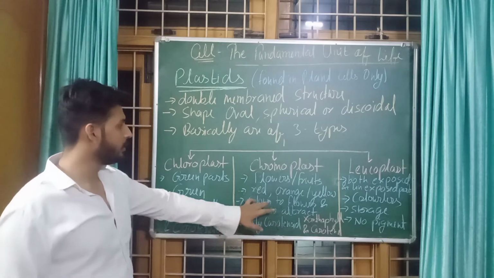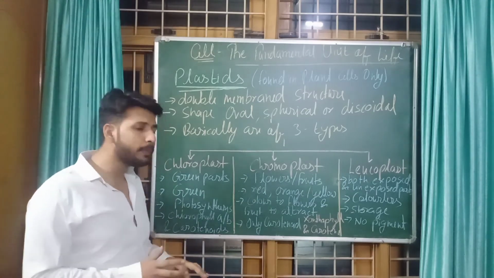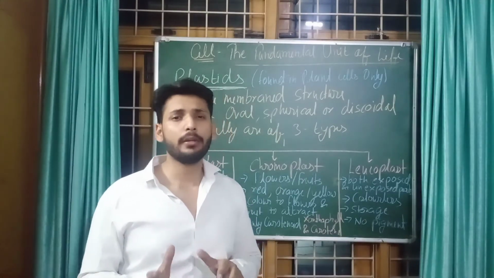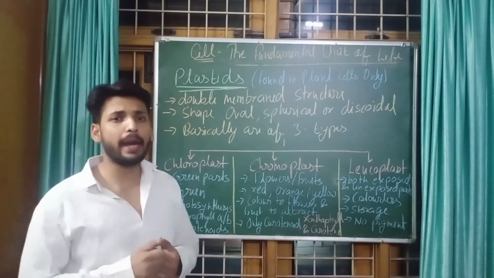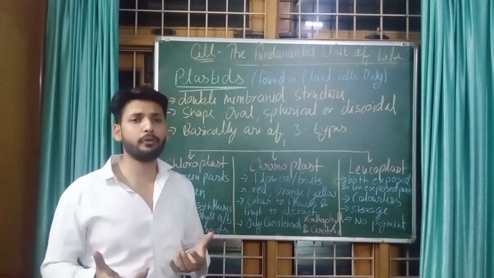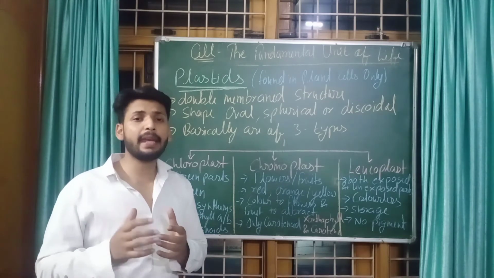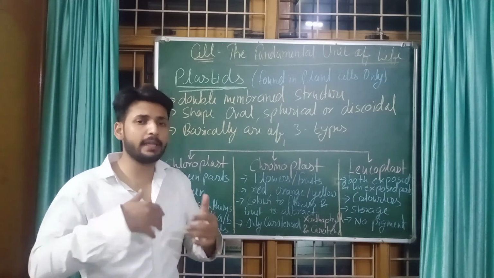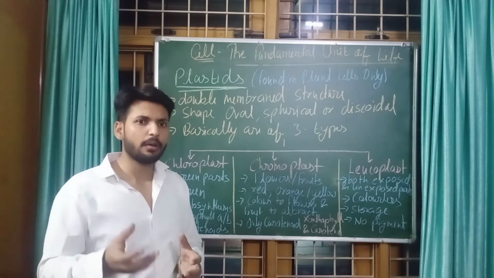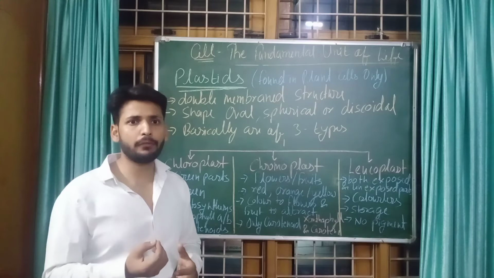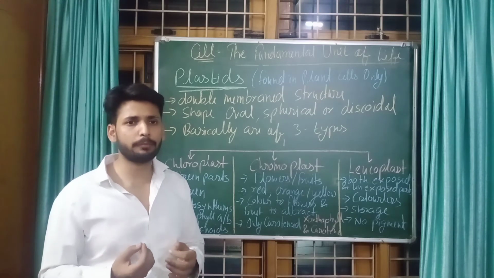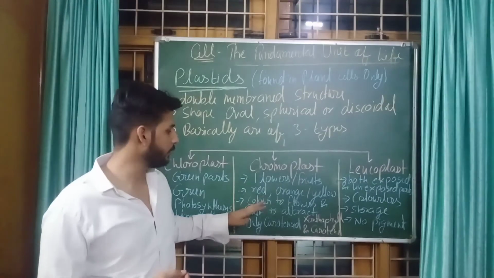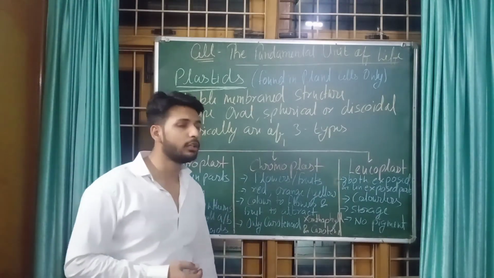Next we can see chromoplast. Chromoplasts are found in flowers or fruits. Generally they provide the color to flowers or fruits so that they can attract insects or other organisms so that their pollination can occur easily. The petals of beautiful flowers contain chromoplasts only. Got it? Next is leucoplast.